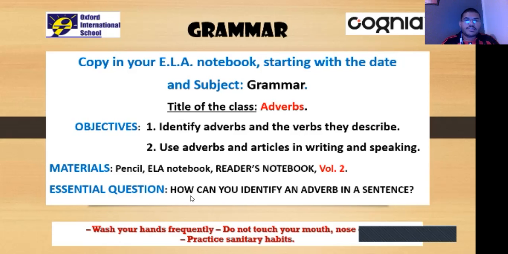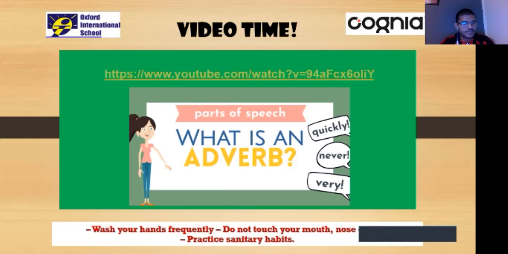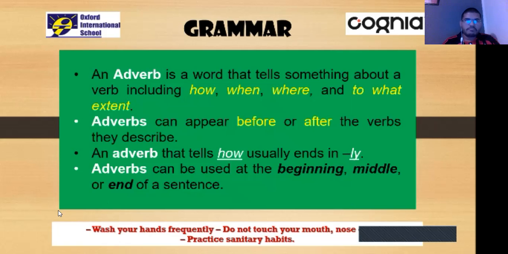The essential question is, how can you identify an adverb in a sentence? All right. So here's a video that you can use to practice and review what is an adverb. Okay. And mainly adverbs are words that tell something about the verb, including how, when, where, to what extent.